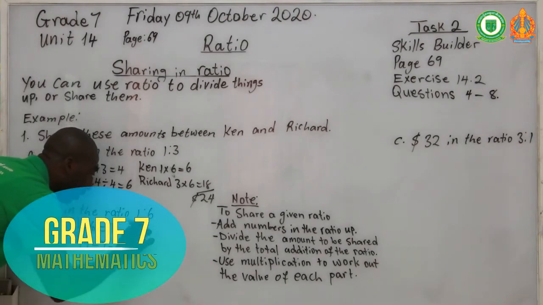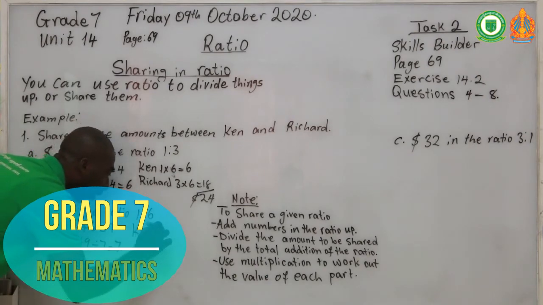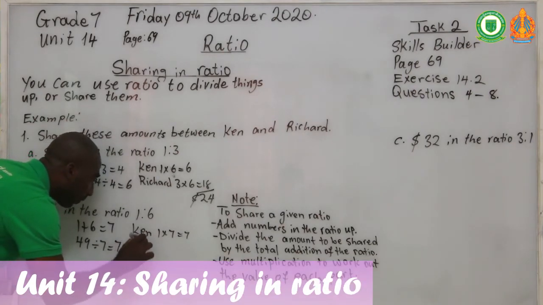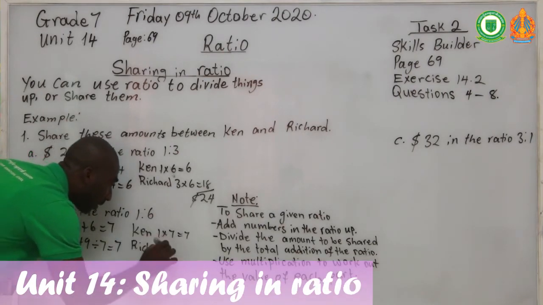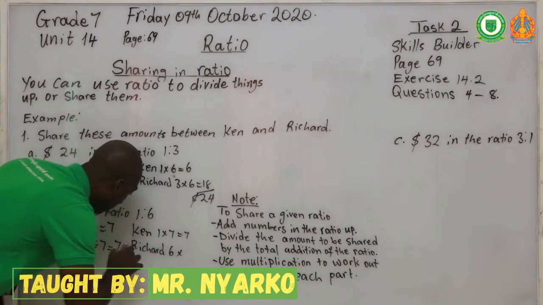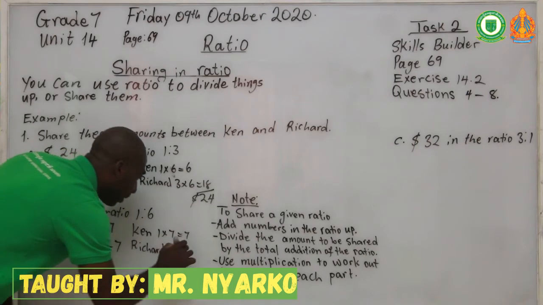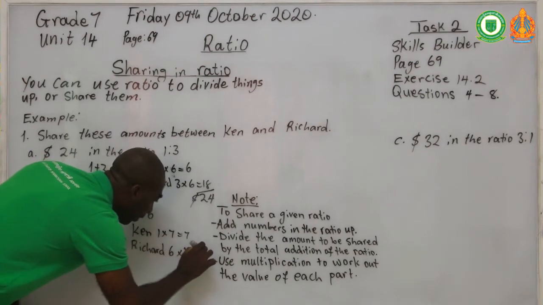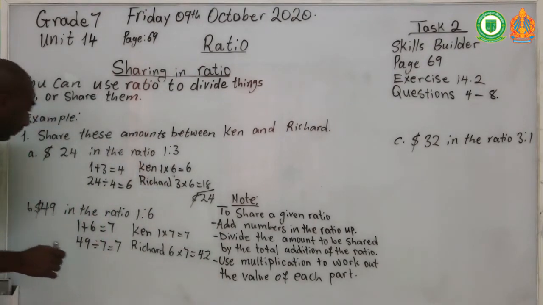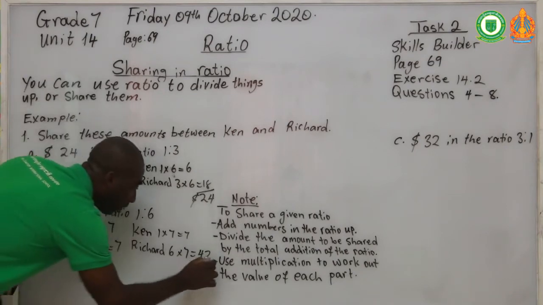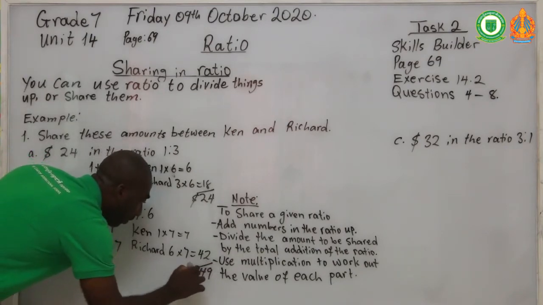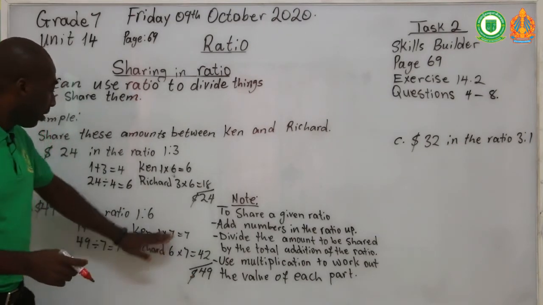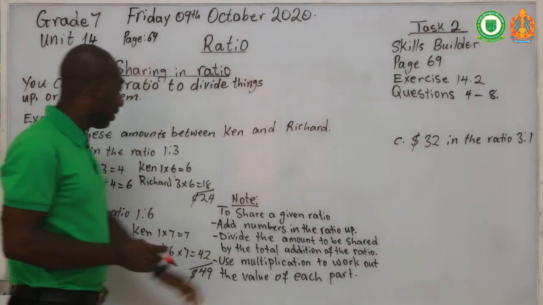So Ken is having 1 times 7, that will give us 7. And then Richard having 6 points, so it's 6 by 7, and that will give us 42. So if you add, it should give you $49. So that means we are sharing it fairly on that point.